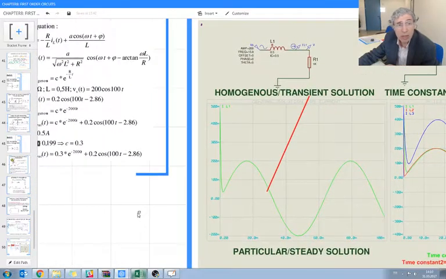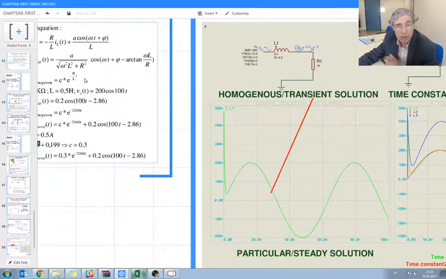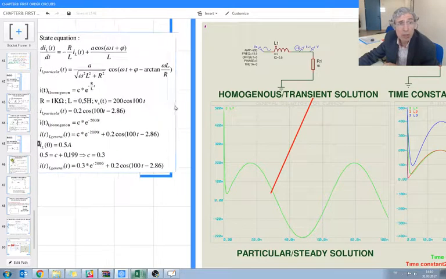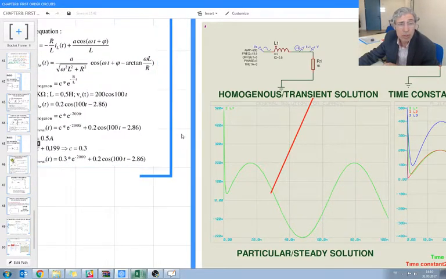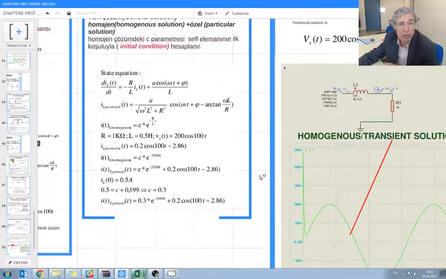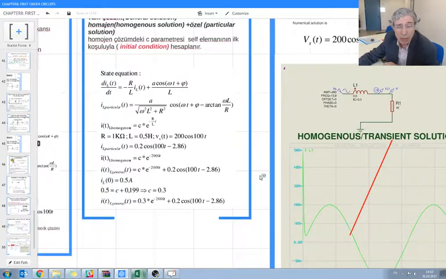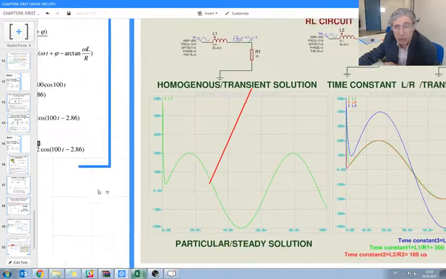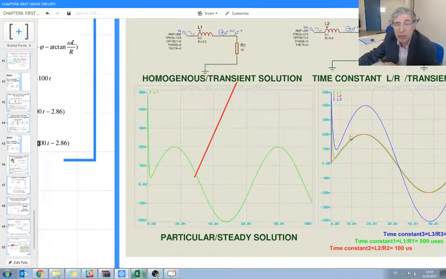But L is not that effective, and you can tell why, because L is multiplied with a coefficient, which is the angular frequency. That angular frequency is in the range of 100, and its square is 10,000. Therefore L is not that effective, but R is effective, so you can observe it in here.